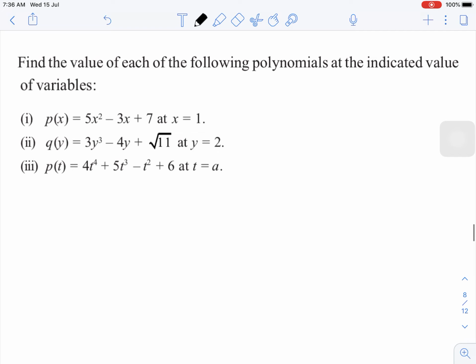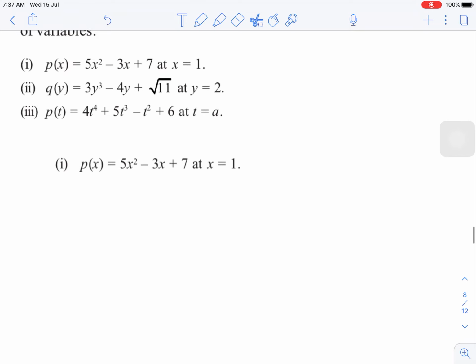We have a question over here: find the value of each of the following polynomials at the indicated value of variables. Our first example is p(x) equals 5x square minus 3x plus 7. We have to find its value at x equals 1. So let us find its answer.